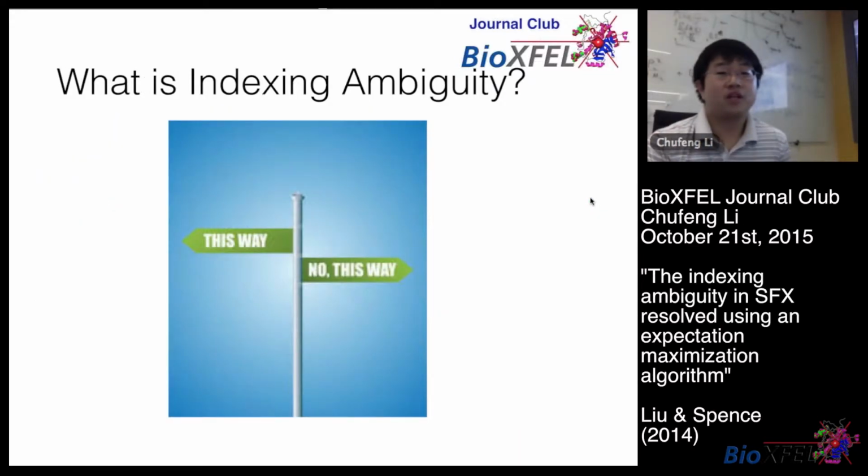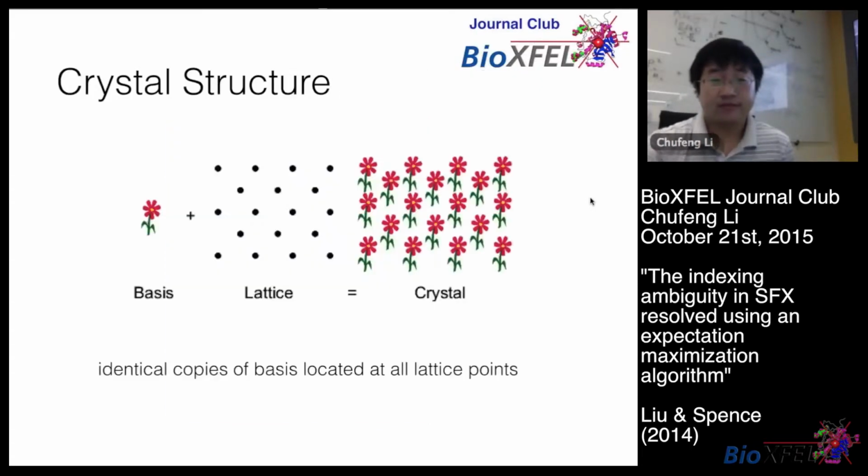So what is indexing ambiguity then? Basically, it refers to the fact that for some space group symmetries, we have multiple indexing possibilities if we just judge from the Bragg spot positions. And we can understand this from the crystal symmetry aspect. The crystal structure is determined mainly by the lattice of the crystal and its basis. In other words, identical copies of bases located at all lattice points make a crystal.